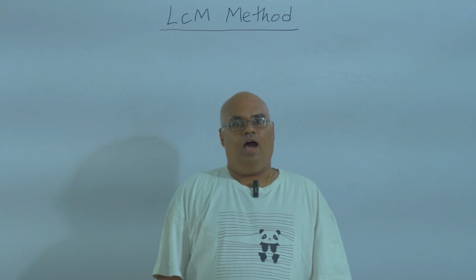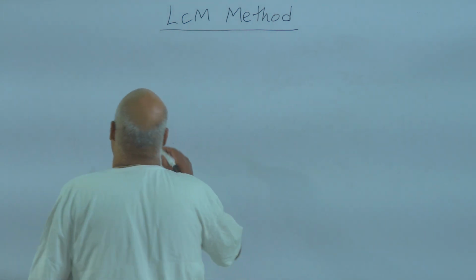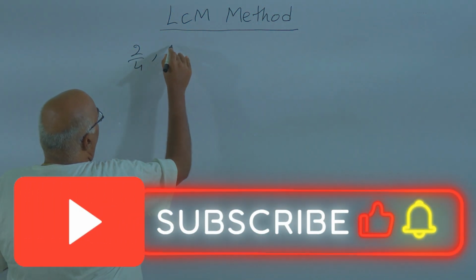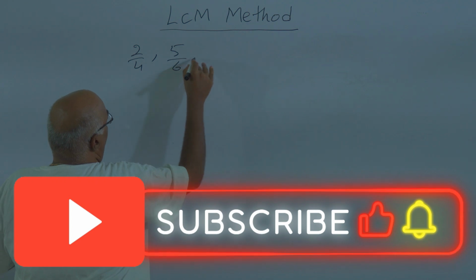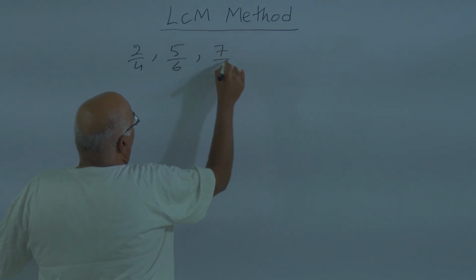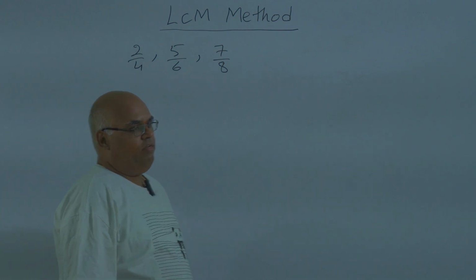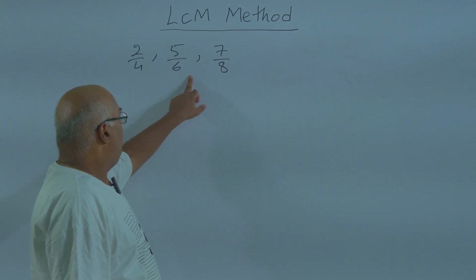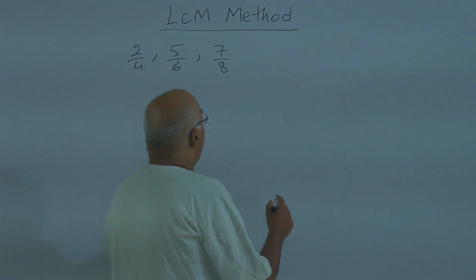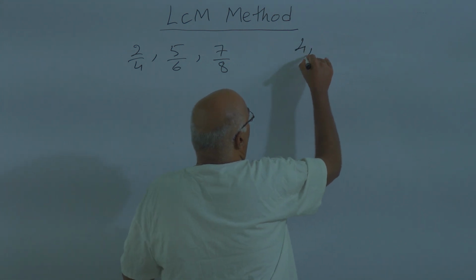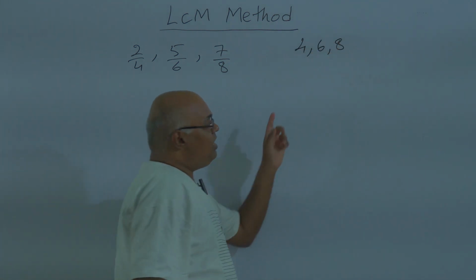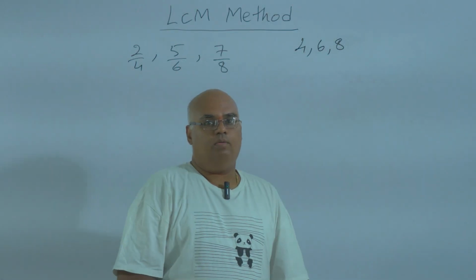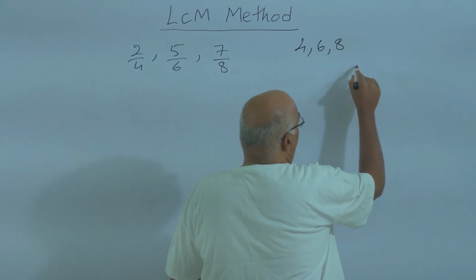Now let us take the last example. For example, I have the fractions 2 by 4, 5 by 6, and 7 by 8. So we have three fractions here which we have to compare. If you observe the denominators, we have 4, 6 and 8. These are not prime numbers. In the previous case we had prime numbers. So let us take the LCM of these 4, 6 and 8.